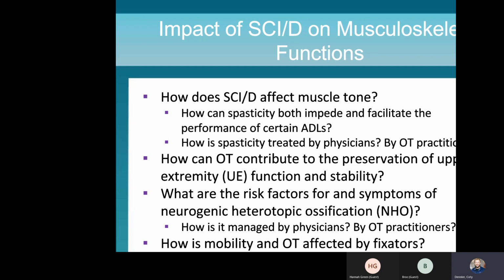So, proper range of motion, or education for the family and the caregivers for proper range of motion, is going to be crucial to preventing this. Also, overly aggressive stretching can cause NHO.